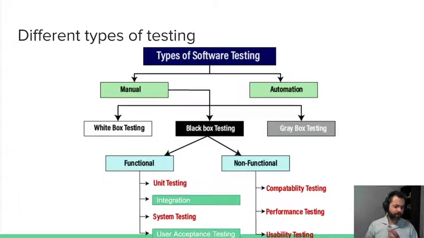Gray box, you kind of have a mix of the two. So you have some knowledge of what's going on in the internals of the system under test, basically. You might be testing the inputs and outputs. You might also be testing the internal algorithms. It just kind of depends on what your level of abstraction and perspective is for testing. What do you need to know to perform the test?